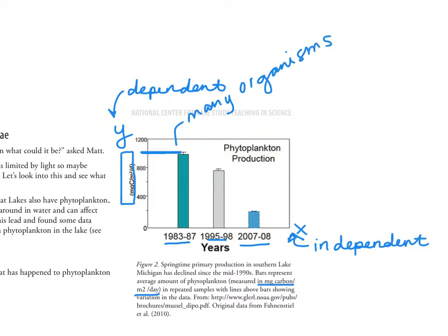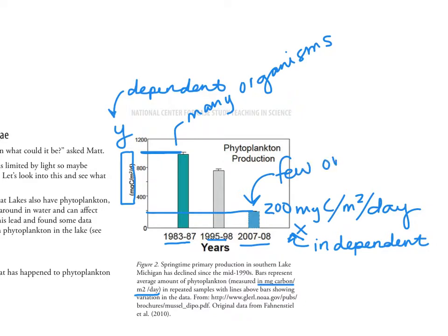By 2007, though, it will only get, let's see here, it goes 400, so we're probably at 200 right here, milligrams carbon per meter squared per day. So all of a sudden, we don't have that many organisms. Right here, few organisms. All right, so keep that in mind as we go forward on this.